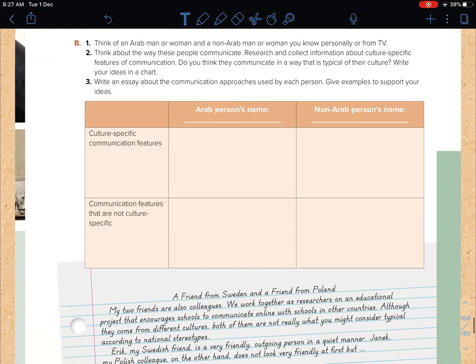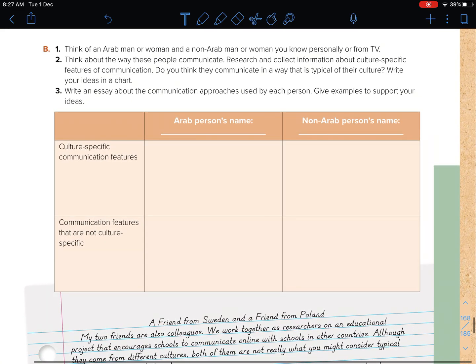Now let's move on to the process of writing, and let me just guide you through the process. As I said previously, the main objective of this lesson is to write an essay about the way people communicate, or different ways of communication.